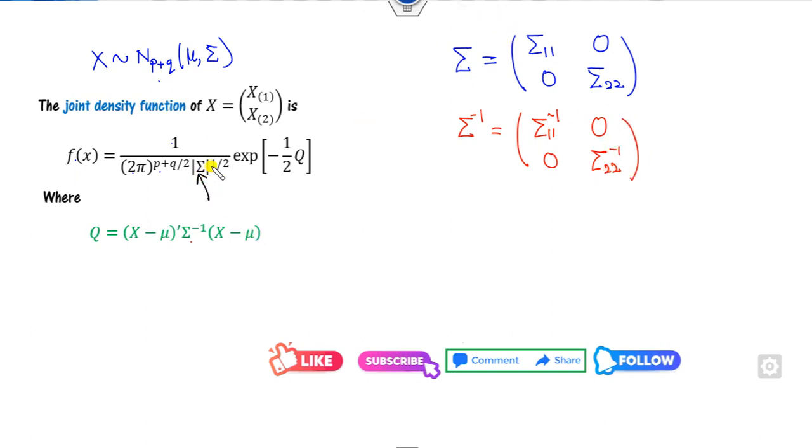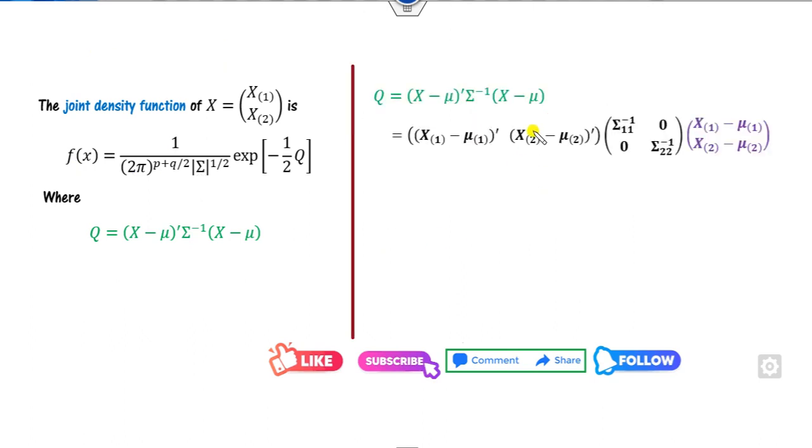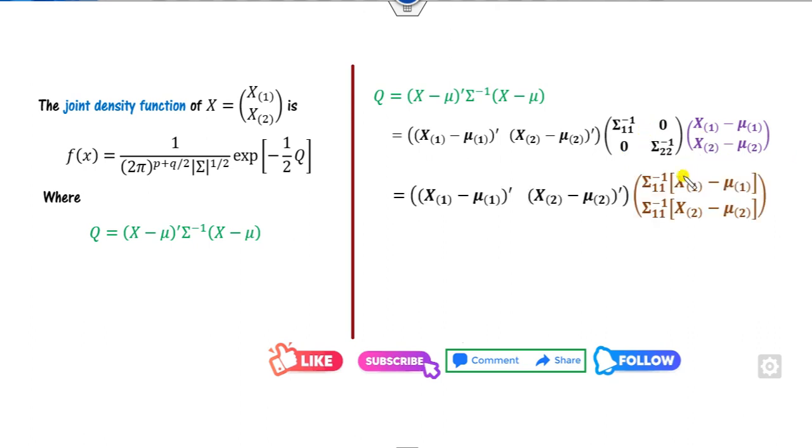Also I need the determinant of this sigma. What is the determinant of this sigma? Sigma 1 1 times sigma 2 2. So I can substitute this value here, but before that I can calculate this value. What is x minus mu? It is x1 minus mu 1, and it's a transpose, so I can write this here. Fine. Now you can multiply these two matrices, because this is p plus q by 1 and this is p plus q by p plus q. Once you multiply them, you will get this matrix.